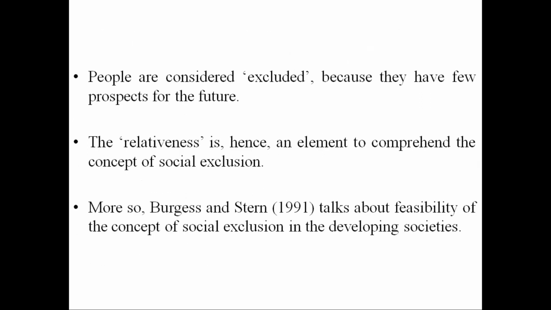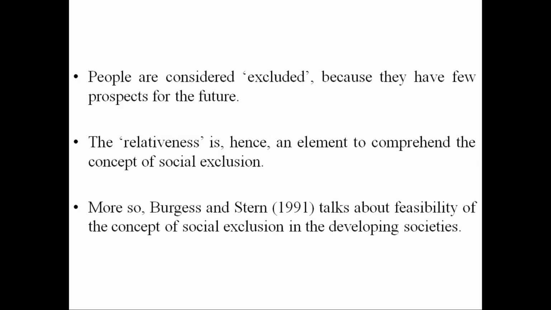Atkinson further says that people are considered excluded in such society not just because they do not have a current job or income, but because they have very few prospects for the future. Now, it is not related only with the job or income over here, but the kind of problems which they are going to have in future, which is also taken into account by Atkinson, who says that very few prospects are left in the hands of the excluded people for their future life cycle.